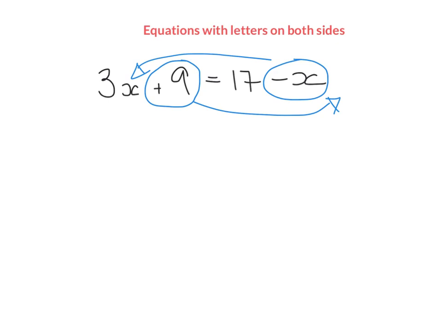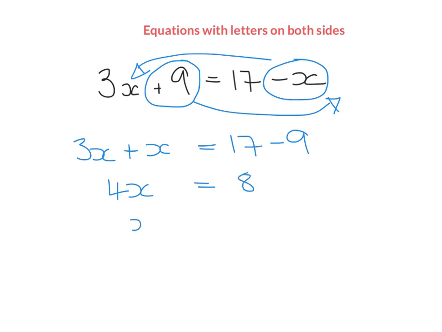So I'm going to write my line out now. 3x minus x is going to go to the other side, become plus x. The 9 has disappeared, so it equals 17 minus 9. Okay, so let's now just rewrite the line out again. 4x equals 17 minus 9, which is 8. So x must equal 2.